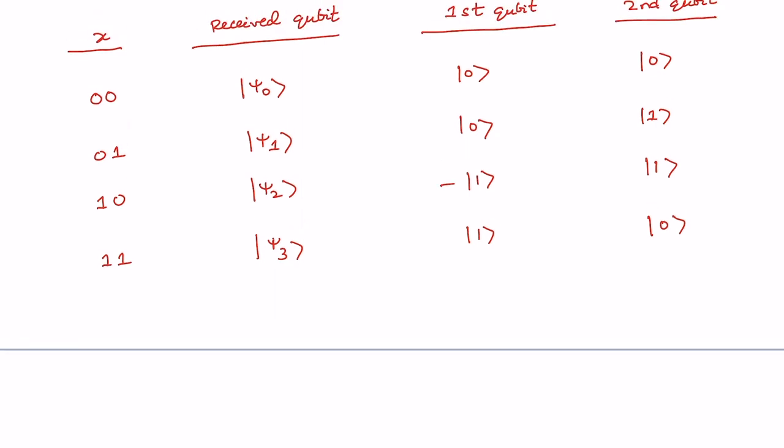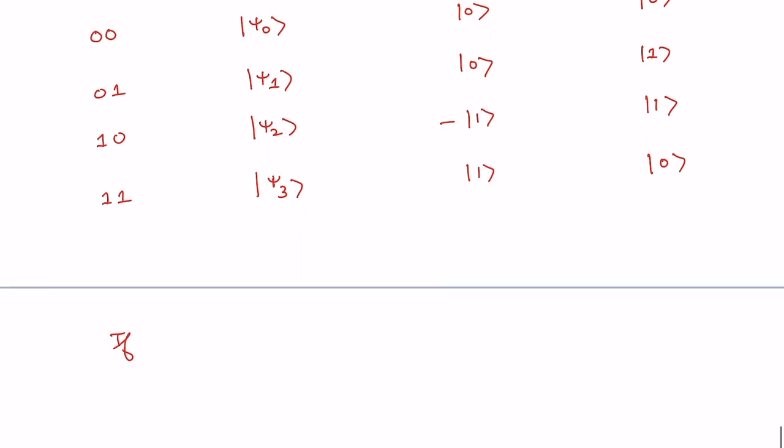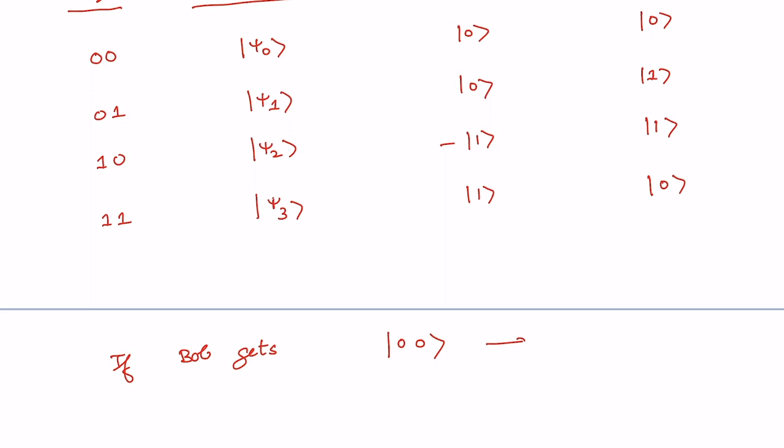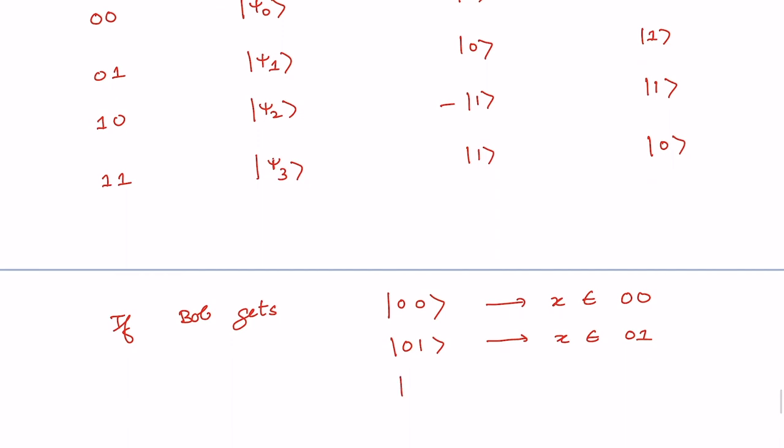Now what you see, as you can see here, there is no ambiguity in arriving at the decision regarding which classical bits are sent by Alice. So if Bob gets, because of his measurement, 0 for the first qubit and 0 for the second qubit, then that clearly tells that the classical bit is 0, 0. If Bob gets 0, 1 as a result of the measurement of first qubit and second qubit, then the classical bit is going to be simply 0, 1. And if it is 1, 0, then the classical bit will correspond to 1, 0.